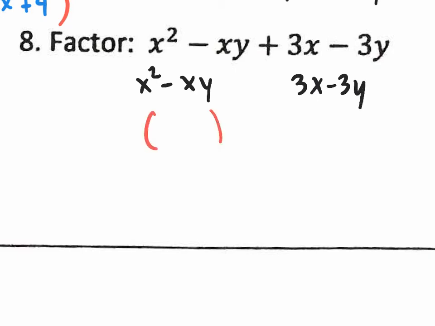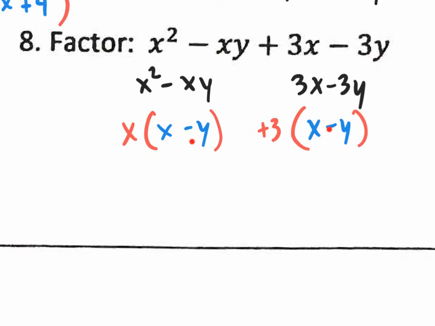You have x squared minus xy, and 3x minus 3y. In the first group, what could we pull out? X. What would be left over on the inside? X minus y. Okay, in the second group, what could we pull out? Positive 3. What would be left over on the inside? X minus y. So luckily we have a common binomial in the first group and the second group.